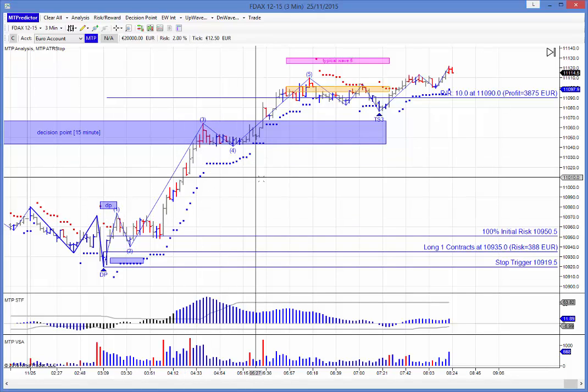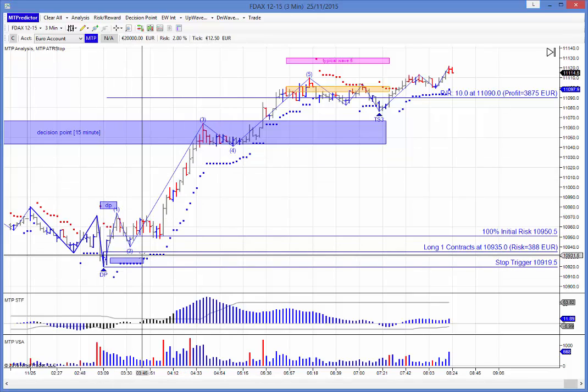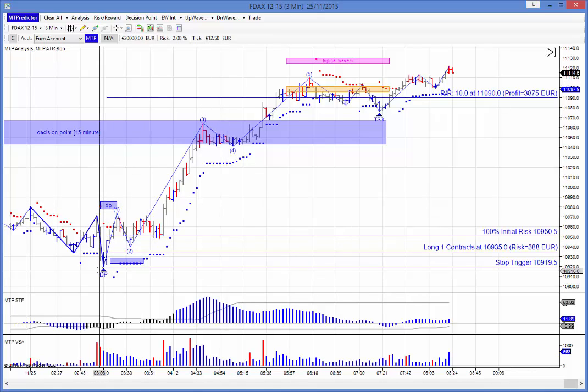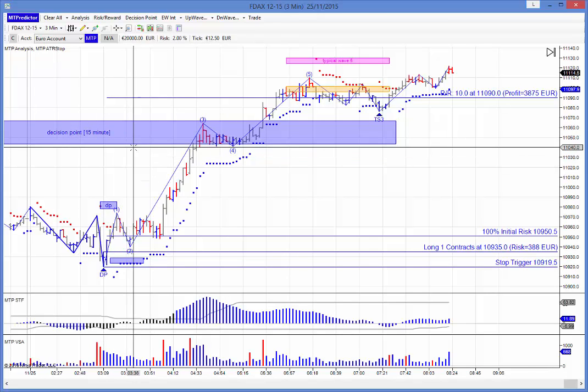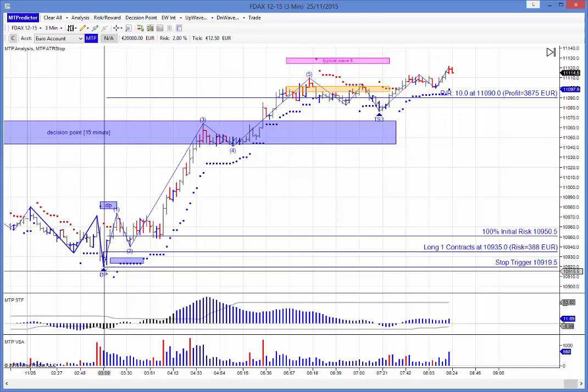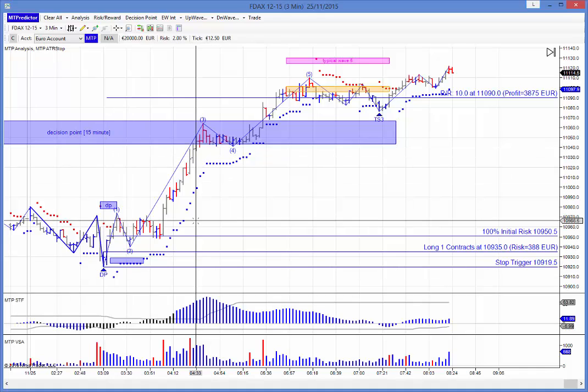So a good example of not only showing our standard and automatic trades today, but also a bit of a look at not only the higher time frame analysis using our 15-minute DPs, but also our volume analysis using our volume spikes as well.